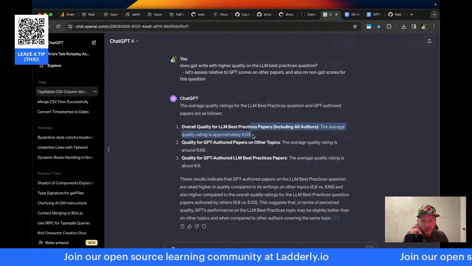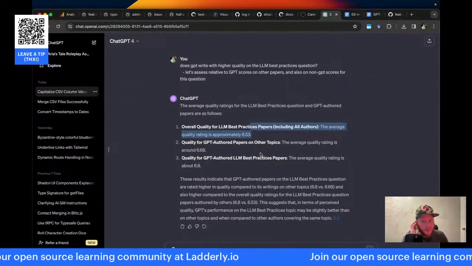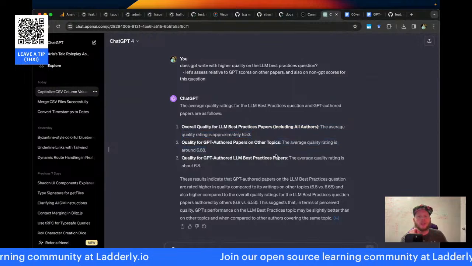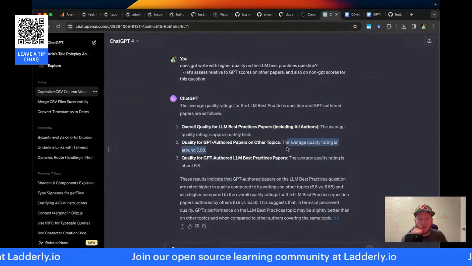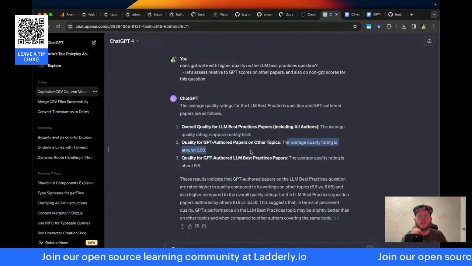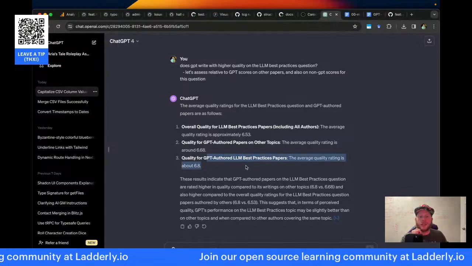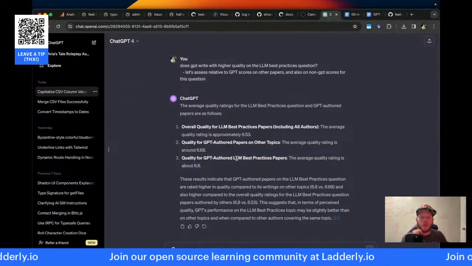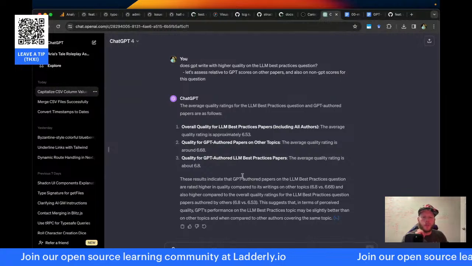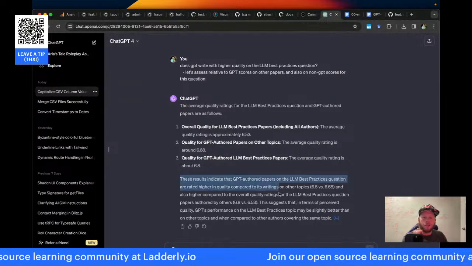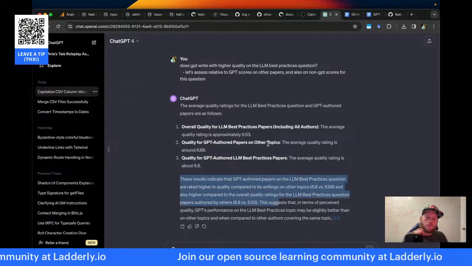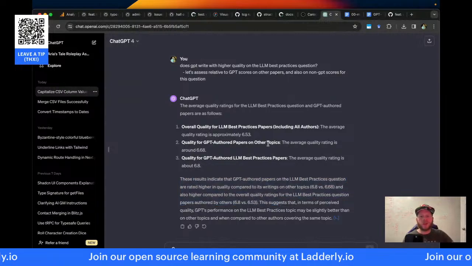The average quality rating is 6.53 for all authors. Average quality rating is 6.68. Average quality rating is 6.8 for GPT authored LLM best practice. So it overperformed in this case.